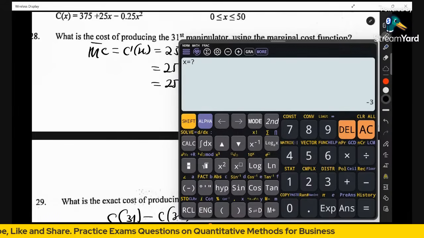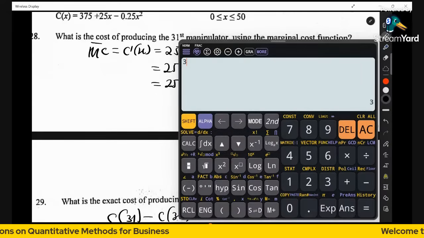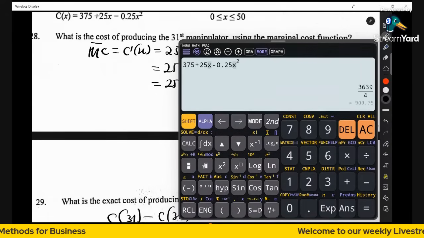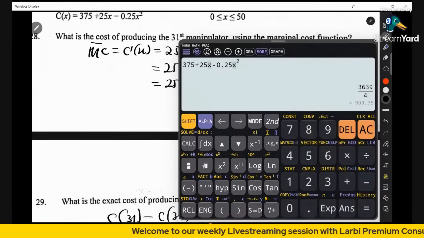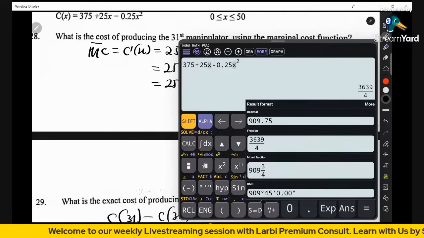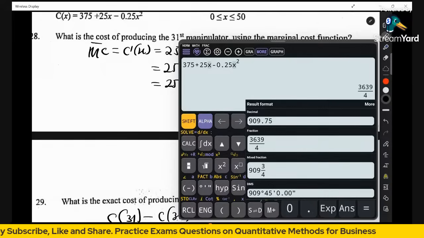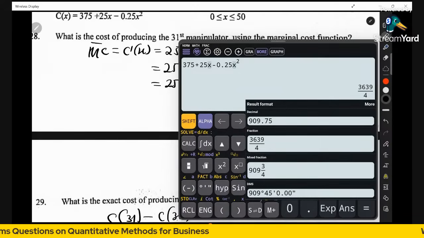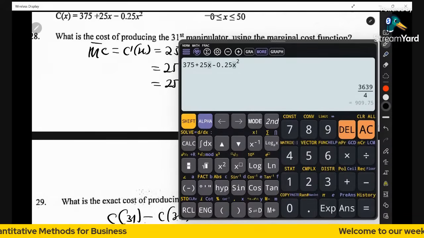Once you get s equal to question mark, whatever you want to solve for, 31, you press 31. Then you press the equal sign, and you're going to get your final answer. In decimal form, you're going to get 901.715. But remember, we are dealing with thousands of euros, so you multiply by 1,000. So when I substitute 31 into this function, I'm getting 901.75. So that becomes the first part of this.